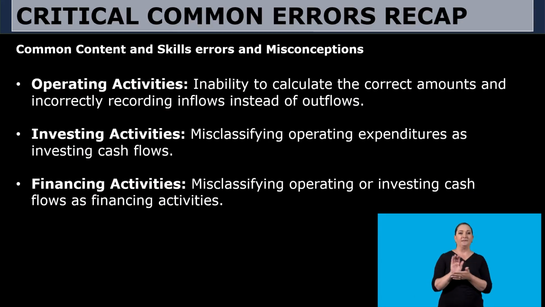Here is a recap of common errors: the inability to calculate the correct amounts and incorrectly recording inflows instead of outflows. I think in today's class, I've tried to show you how to avoid such errors, as well as misclassifying operating expenditures as investing cash flows. You can only be able to avoid this kind of mistake when you know your format. That is, from the operating, I go to my investing. From the investing, I go to my financing. So that at the end of the day, you know what goes in every part of your entire cash flow statement. Once you know your format, misplacement of items becomes a thing of the past.